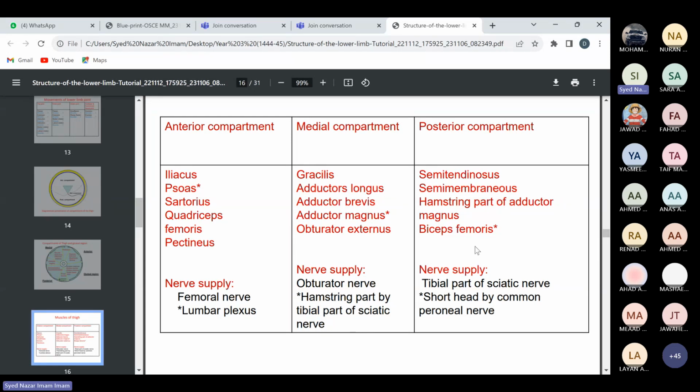And the posterior compartment is by the tibial part of the sciatic nerve, except the short head of the biceps, which is supplied by the peroneal nerve. So the posterior compartment is by the sciatic nerve, the medial compartment is by the obturator nerve, and the anterior compartment is by the femoral nerve, with one exception in each.